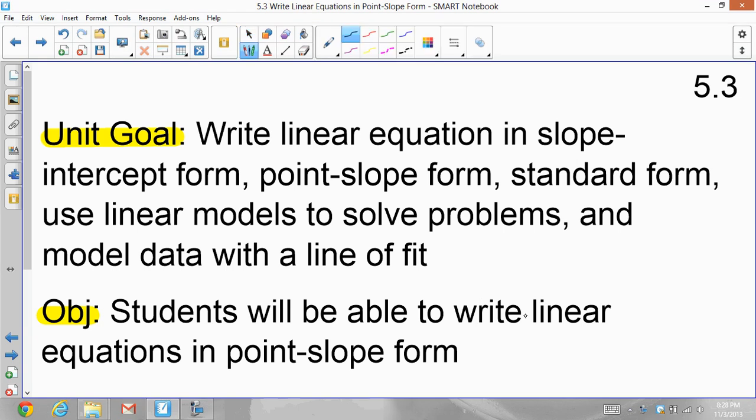Today you will learn how to write the linear equations in point-slope form. And this is Chapter 5, Lesson 3, Write Linear Equations in Point-Slope Form. Make sure that you're writing the lesson number, the title, and everything that follows.